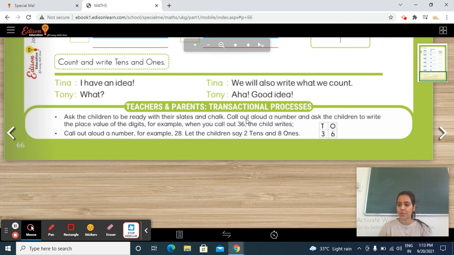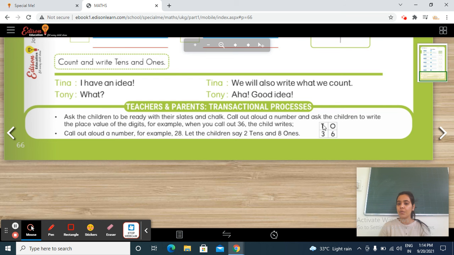Now, how you have to do it? Call out aloud a number and ask the children to write the place value of digits. Suppose randomly you are saying any number. Suppose I am saying 36. Then you have to ask the children to write the place value of that digit which I speak, like 36. Then the child writes that 3 at tens place, 6 at ones place. So that is a place value, right?